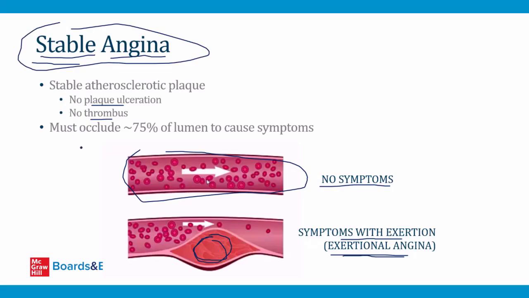And you should be aware that for this to happen, 75% of the lumen at least has to be occluded by the plaque. Many of us have 20, 30, 40%, even 50% plaques in our vessels, but that won't cause any symptoms. The obstruction has to reach about 75% before it will produce symptoms of stable angina.